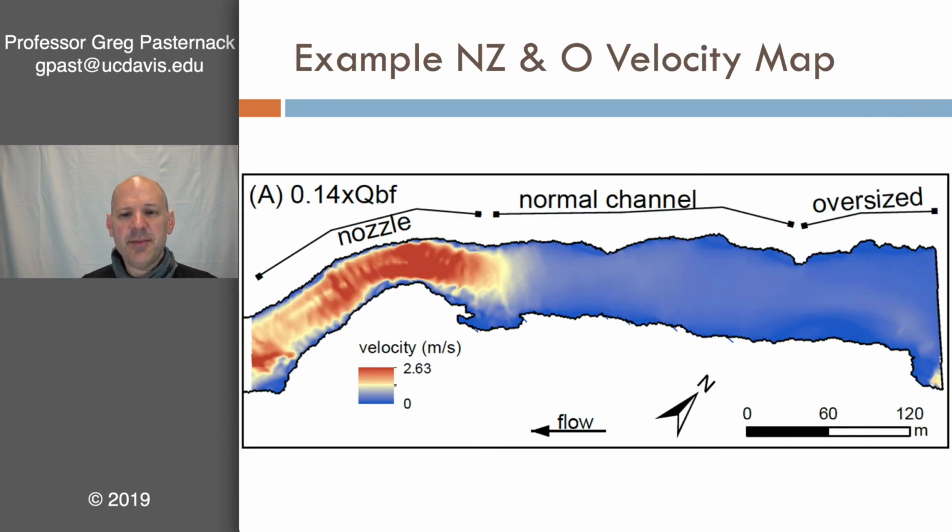Let me show you some examples. Here are some 2D model results. This looks like it's the base flow example. Blue is low velocity, red is high velocity. Flow is from right to left. And so you can see we start in a really wide, deep section that's oversized. Then we get into a section that's normal channel. And then we get into a section that's nozzle. So this is broadly adhering to our expectations, that as cross-sectional area shrinks, we go through this sequence.